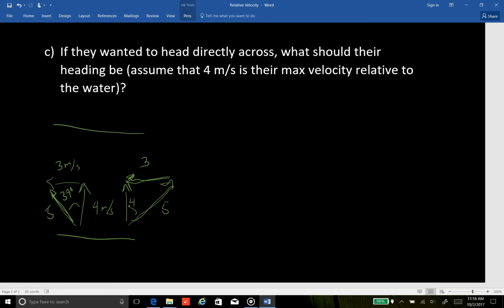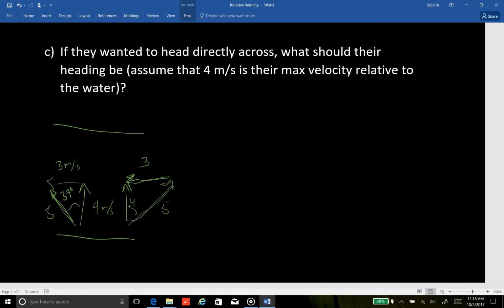That may sound like it works, but there's a problem with that. What do you think the problem is? Read the question. Max speed is 4. If I do this, what's my speed in the water? 5. I'm going faster than I can possibly swim. So I can't do this. So how do you solve this question?